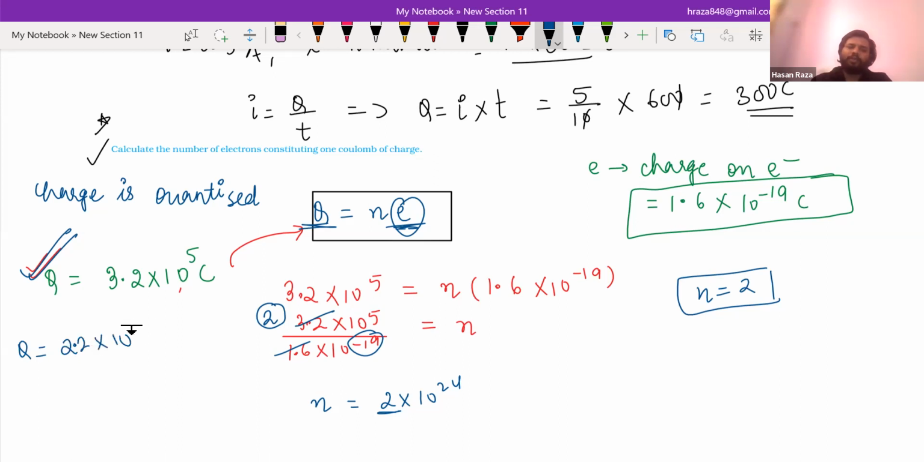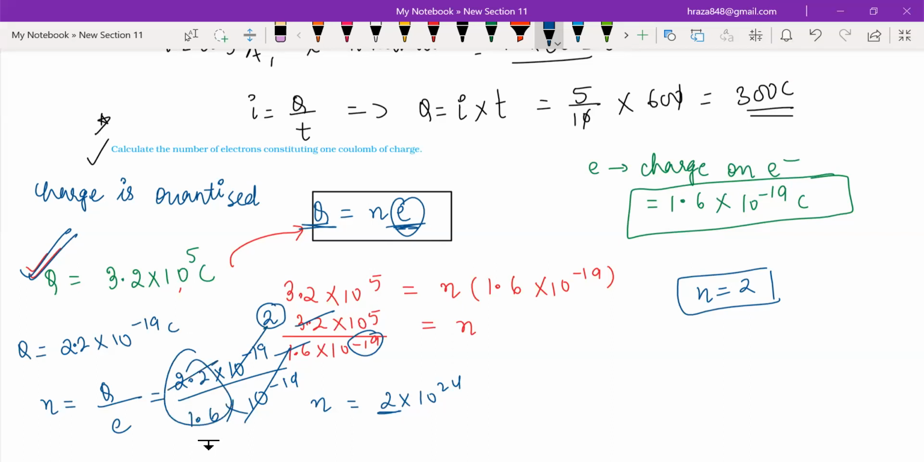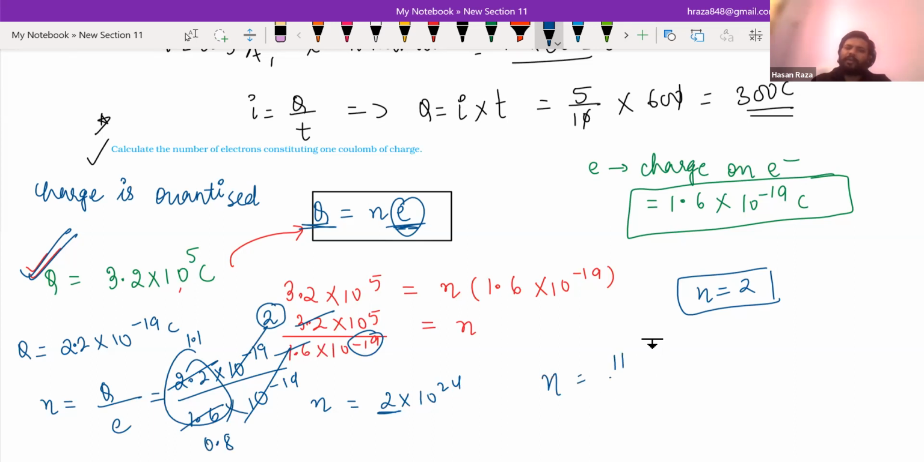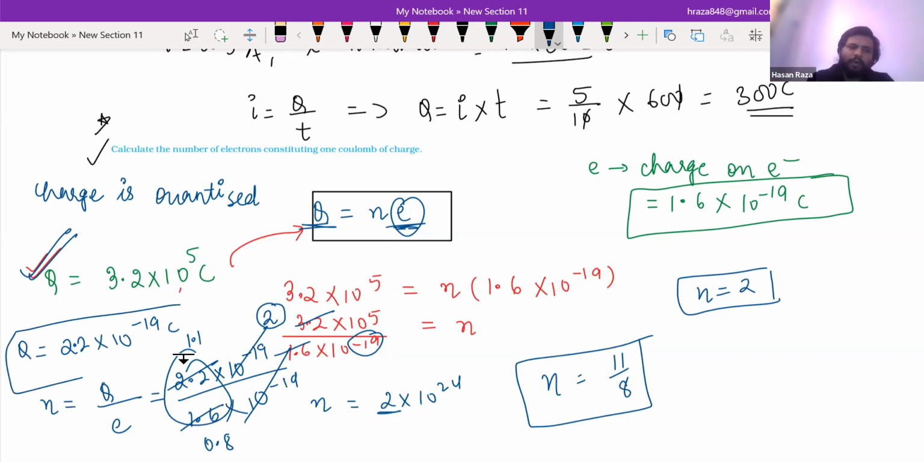And if you have Q equal to, let's say, 2.2 into 10 raised to the power minus 19 coulomb, you can apply the formula n is equal to Q upon e. Q is given as 2.2 into 10 raised to the power minus 19 coulomb, and e is 1.6 into 10 raised to the power minus 19. So will it cancel completely? There will be a fraction, because if you cancel it, it will be 1.1 upon 0.8, or eventually 11 by 8, which is a fraction, not an integer, right? So this charge will not be possible.